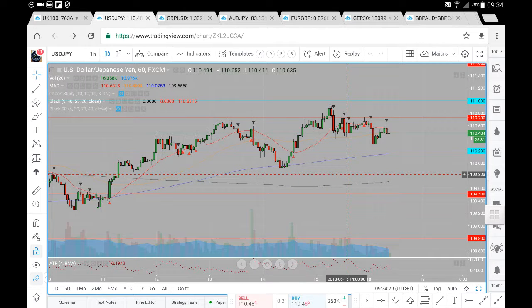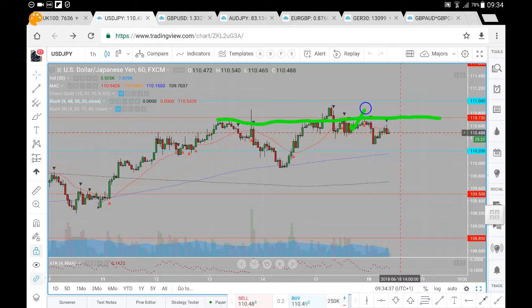So this is the US dollar Japanese yen analysis for Monday the 18th of June. Now let's just have a look at where prices may likely go. We've encountered some difficulty in around this 110.73. We haven't had a price progression towards the 111 at the moment.